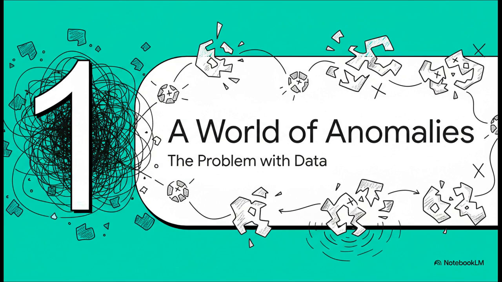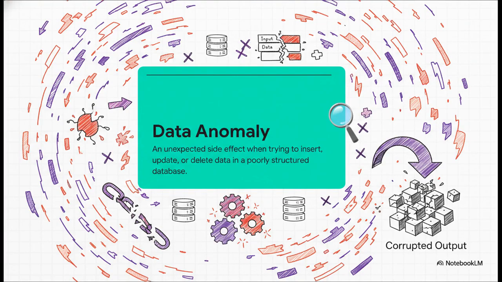Okay, so before we can start organizing anything, we first need to understand the mess we're dealing with. And in a badly structured database, we're not just talking about a little bit of clutter. No, we're facing something way more sinister, a world of what are called data anomalies. So, what exactly is a data anomaly? Think of it like a glitch in the matrix of your data.